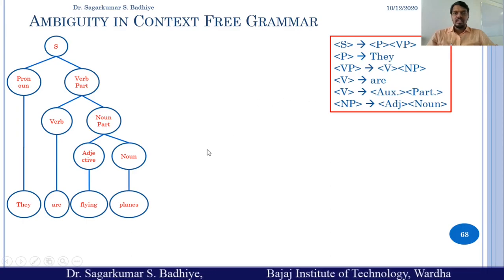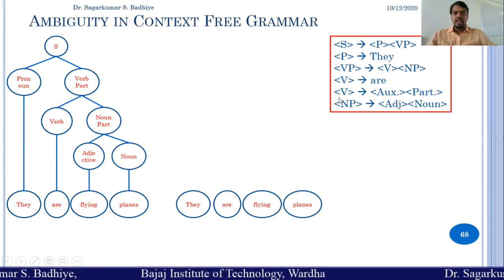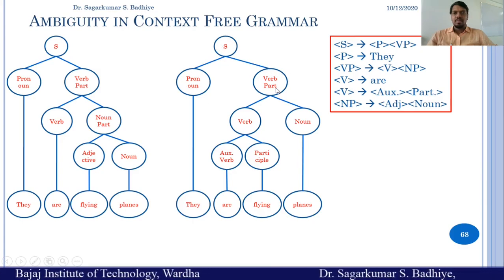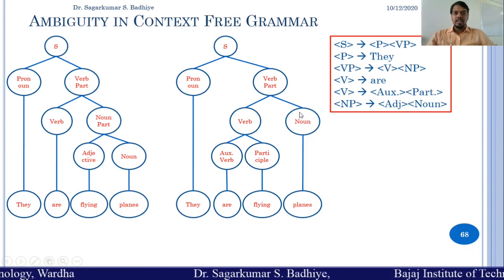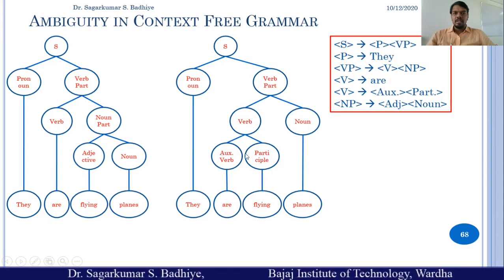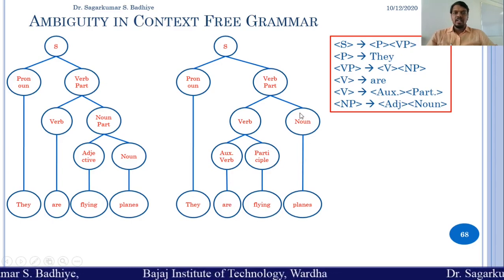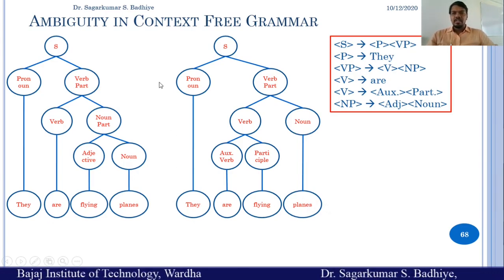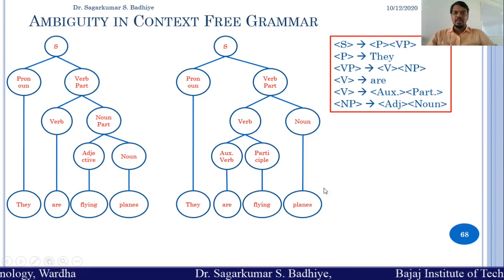The same sentence, they are flying planes, can be derived from the given set of production rules in another way like this, where a sentence is derived from a pronoun and a verb part, where the pronoun derives to they, whereas the verb part consists of a verb and a noun. The verb part derives to an auxiliary verb and a participle. The auxiliary verb derives to are, and the participle derives to flying, whereas the noun derives to planes, right? So these are the two different parse trees that can be used to generate the same sentence, that is, they are flying planes.